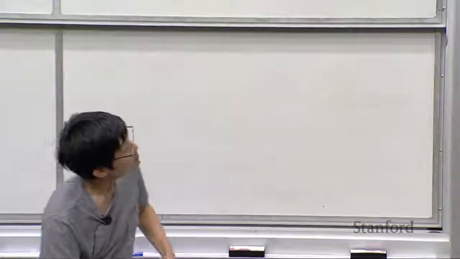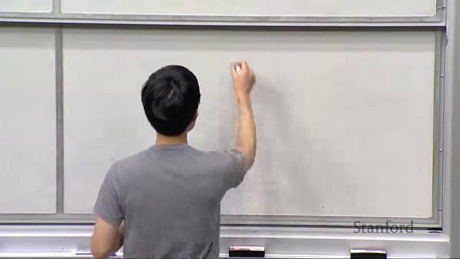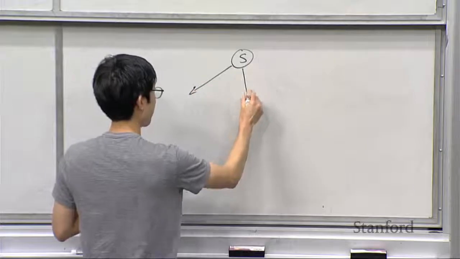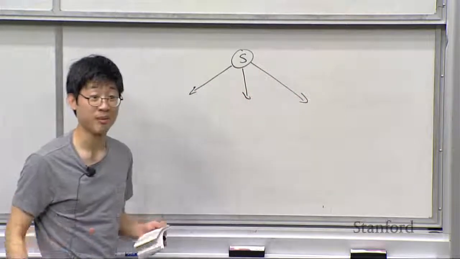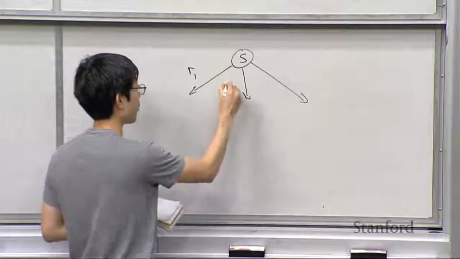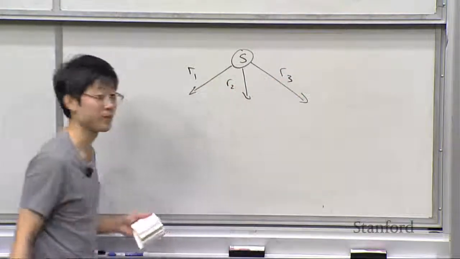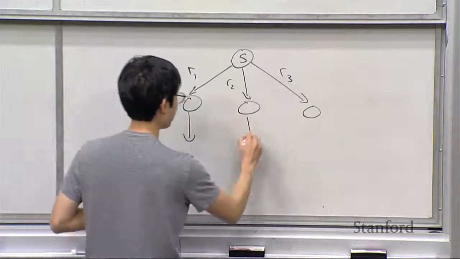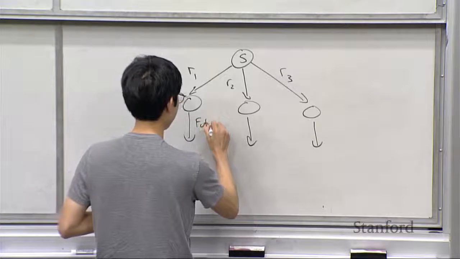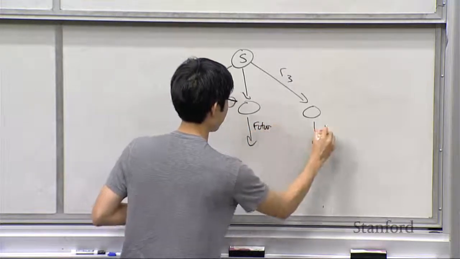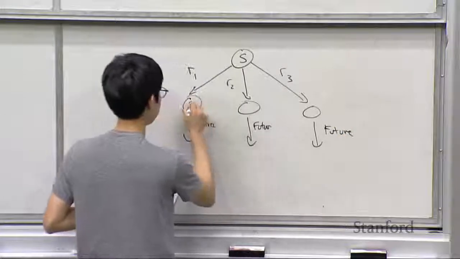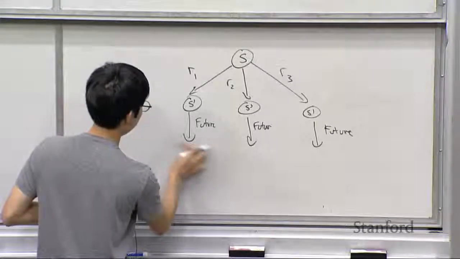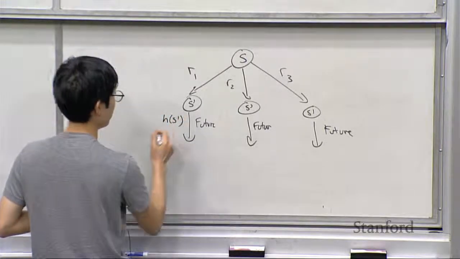All right, so suppose you're starting out at some state S, and you've got a set of actions that you can take. We're in the relaxed problem right now, so I'm going to call the relaxed costs R1, R2, and R3. These are the costs for taking these actions in the relaxed problem. And then there's some future cost for each one of these, and we'll call these S prime. So recall that this future cost here is really h of S prime for each one of these.